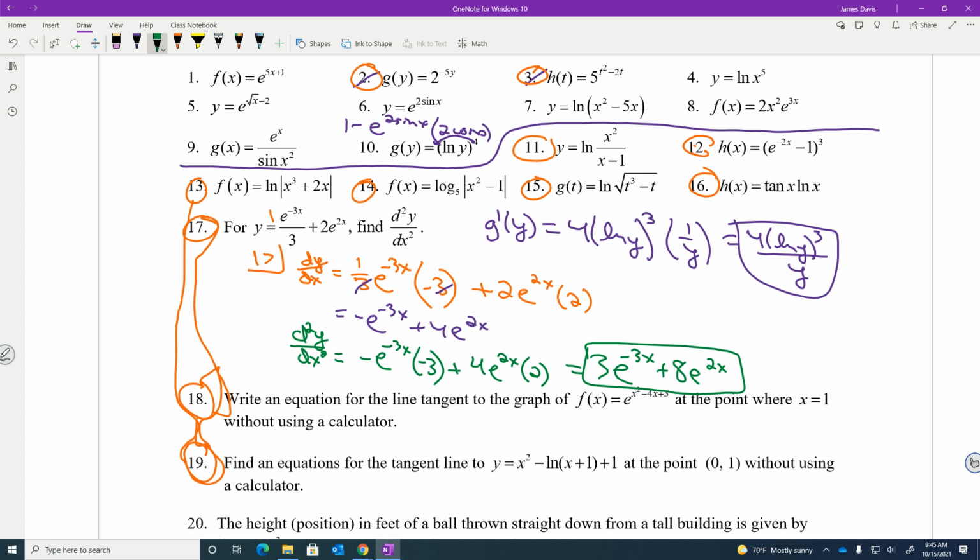Because e to the x is e to the x, and then times the derivative of the u. The derivative of that is negative 3, the derivative of that is 2. So it ends up being just this, multiplied by negative 3 twice. If you multiply a third by negative 3 twice, you get positive 3. And then you multiply 2 by 2 twice, you get 8.